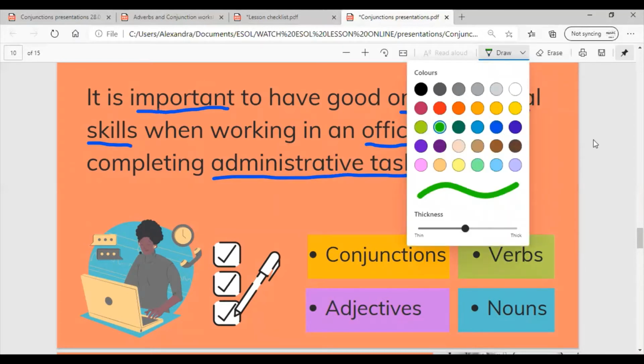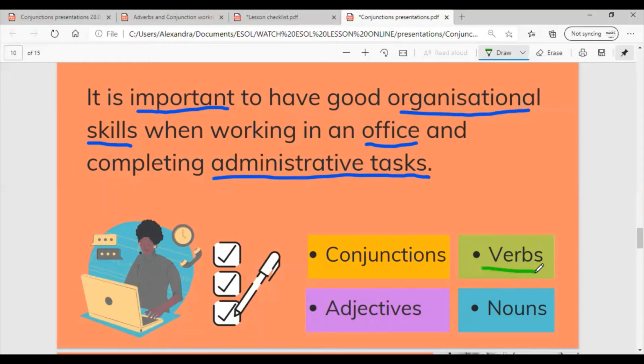Okay, so now we're going to look for our verbs. Our verbs are action words, our doing words. So what is the person or the thing doing in the sentence? If we have a look, we can easily identify our first verb by this ing on the end, working. Our second verb in this sentence is completing, and it's also got the ing for the present tense. Like we said before, completing could mean finishing administrative tasks set for you. Okay.